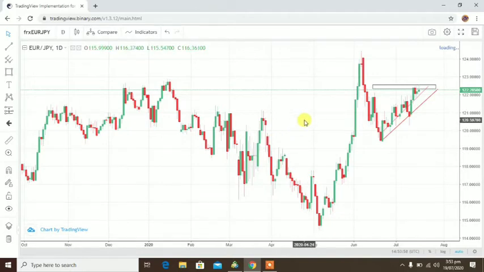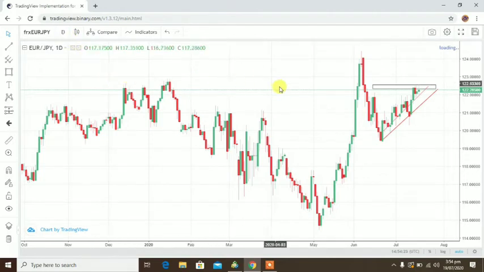So today we'll be looking at the potential move of the market for next week. Right now, as you can see on my screen, we're on the daily time frame of EurJpy. We're analyzing three pairs: the GbpCad, the EurJpy, and the EurGbp. So let's start with the EurJpy.